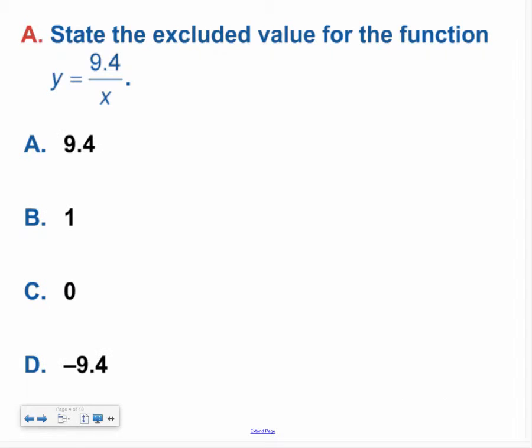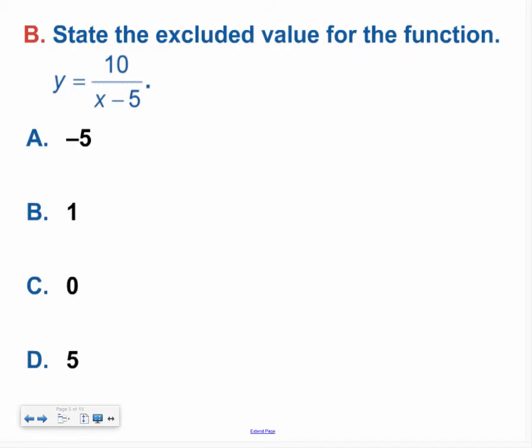All right, why don't you take a minute and try to find the excluded value for the function y equals 9.4 over x. All right, hopefully you said that the answer was 0, because we just have an x on the bottom, so the only number it can't be is 0. If we were to plug 9.4 in, that would be fine because our denominator is non-zero. Same with the 1 or the negative 9.4.